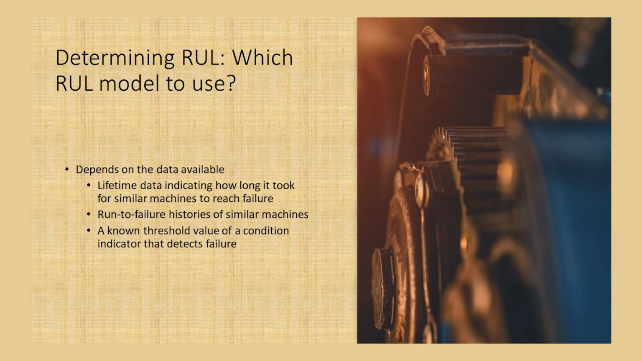Now, which RUL model must you use? It depends on what data is available. Is it the lifetime data indicating how long it took for similar machines to reach failure, or is it the run to failure histories of similar machines, or do you know the threshold values of the condition indicators that detect the failures? So, the three different models.